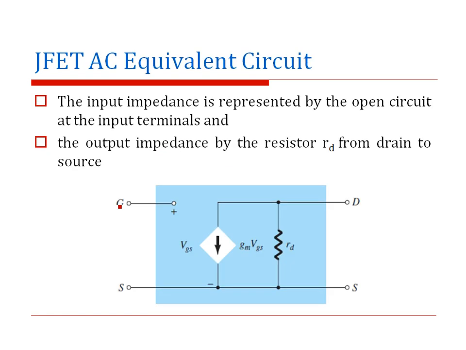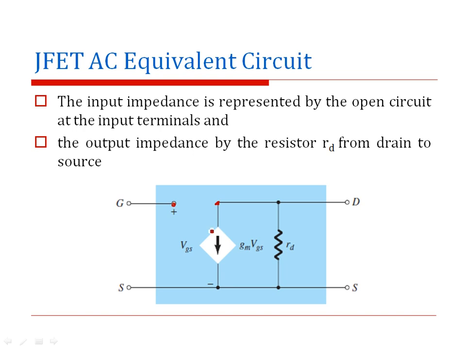Now if you draw the JFET AC equivalent circuit, just like you have drawn the h parameter equivalent circuit of BJT, here you can relate the input and output in this manner. The input impedance is represented by an open circuit. It is very close to infinity. So this is the open circuit representing the input. So input is from gate to source. You have taken the source to be common here.